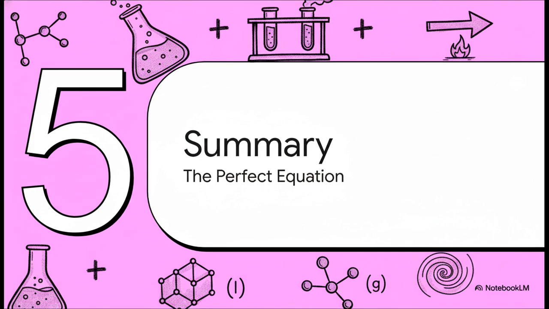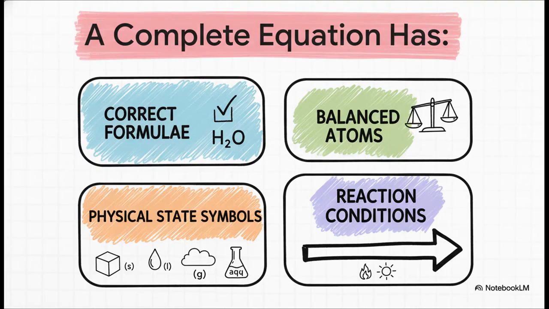Okay, so let's quickly summarize what a complete and informative chemical equation should have, just to make sure everything is perfectly clear. So just remember these 4 key things. First, the correct chemical formula. Second, a balanced equation. Third, the physical state symbols, (s), (l), (g), and (aq). And fourth, the necessary reaction conditions written on the arrow. If you have these 4 things, you have a perfect chemical equation.